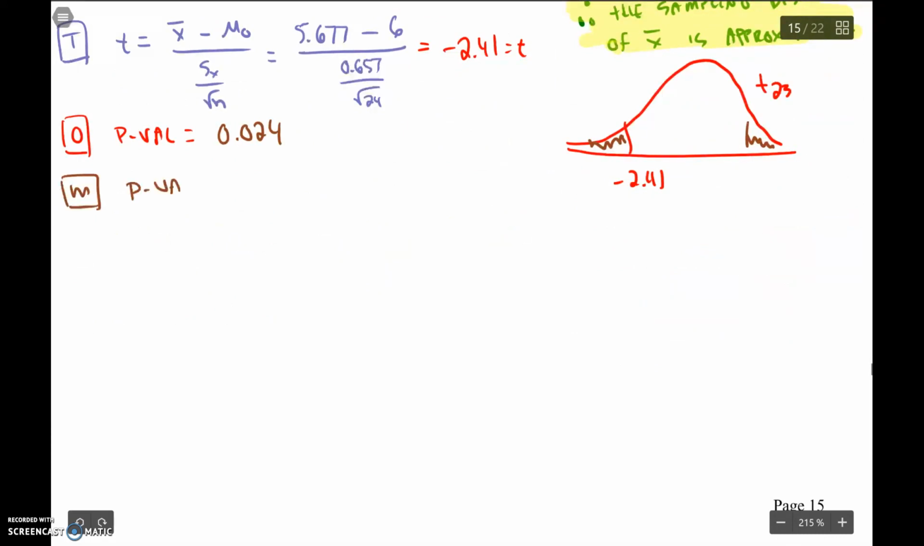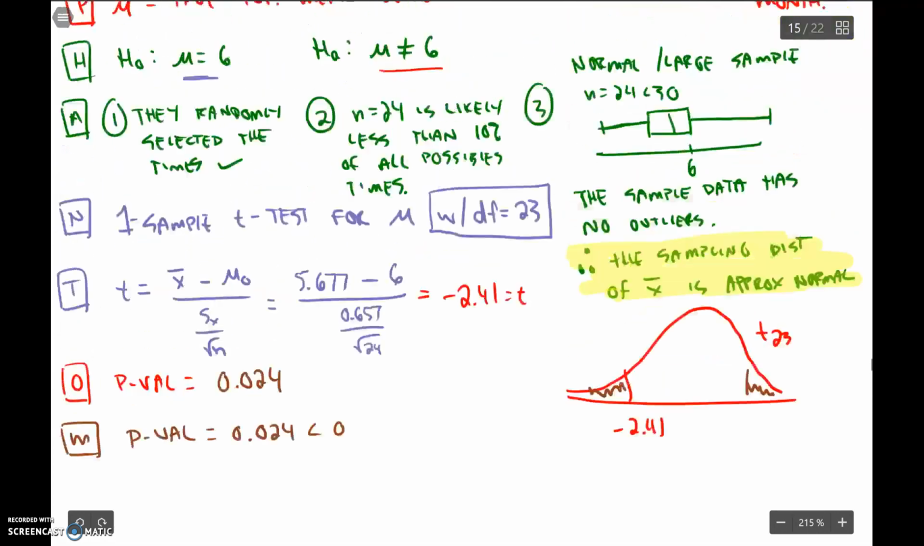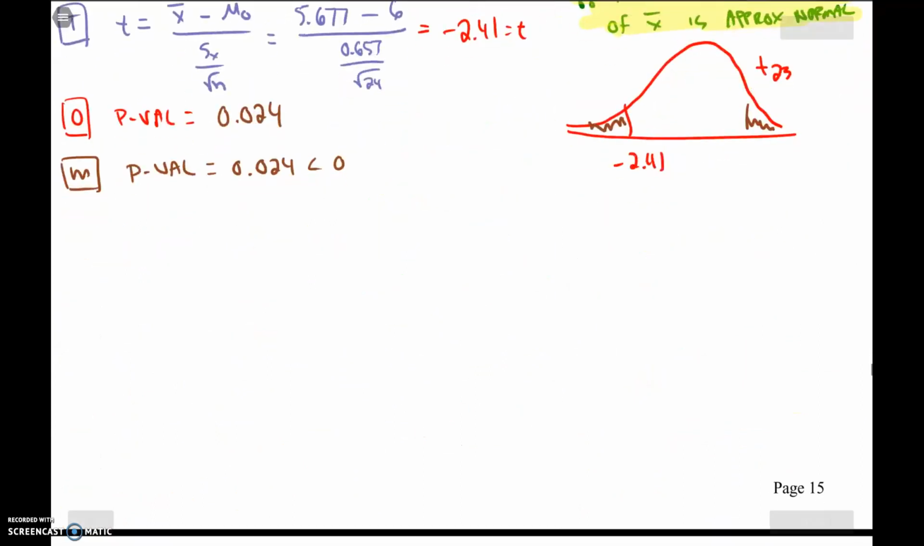Compare your p-value explicitly to the alpha value. This is less than 0.10. What was our alpha? I think it was 0.10. And if we got a small p-value, that means we reject the null. There's our statistical conclusion. Now our non-statistical conclusion.